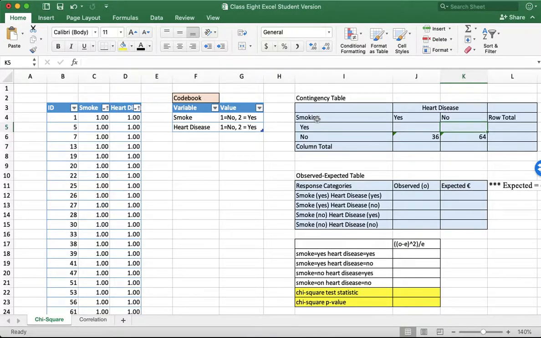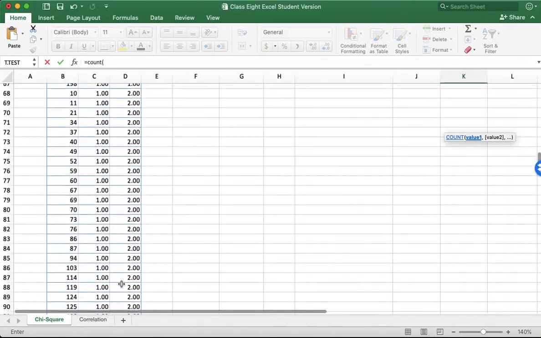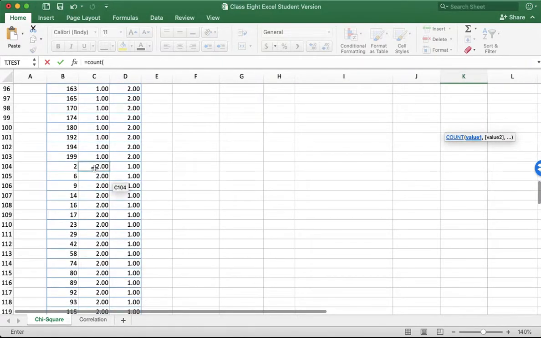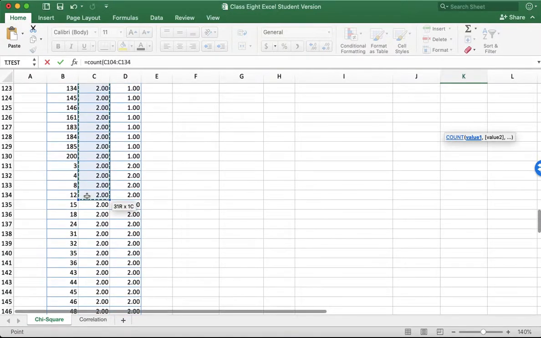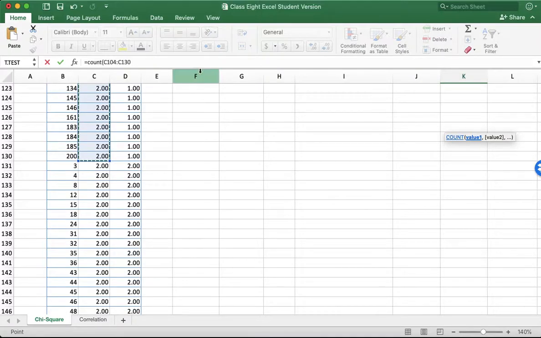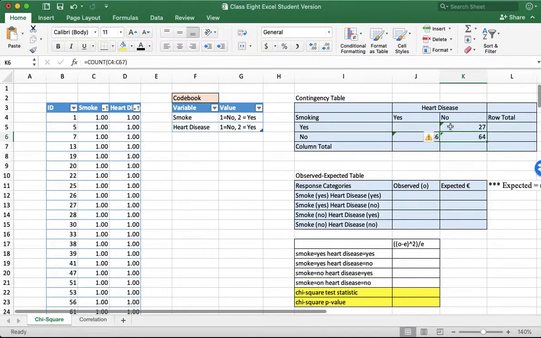Next, we'll go to the people who indicated that they smoked but did not have heart disease and repeat the equals count. These are people who had a 2 for smoke and a 1 for heart disease. So we'll start right here. We'll click and drag down all the 2-1s, close our parenthesis, hit return or enter. And we'll see that there's 27 people who did not have heart disease but did smoke.